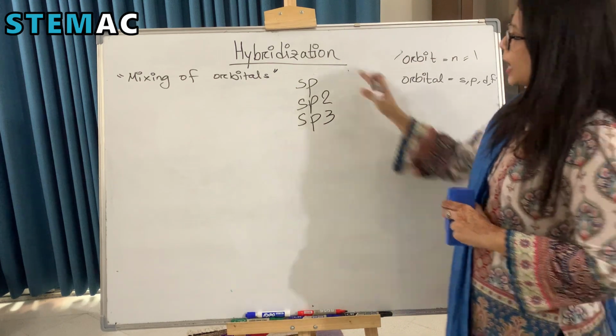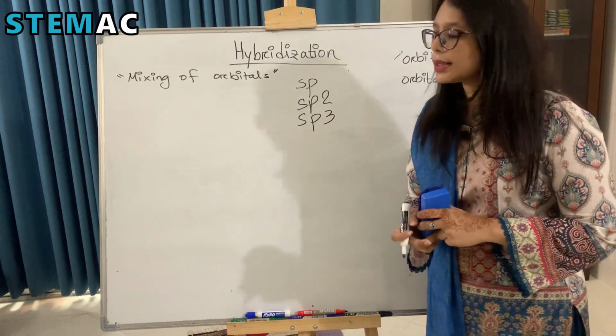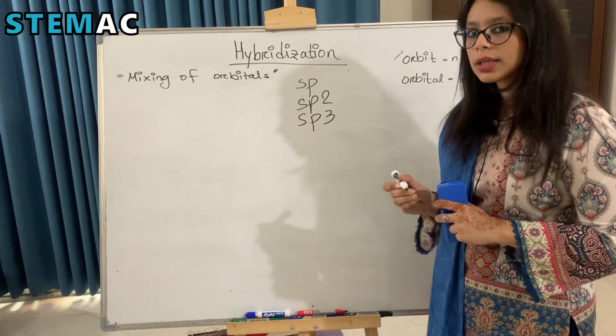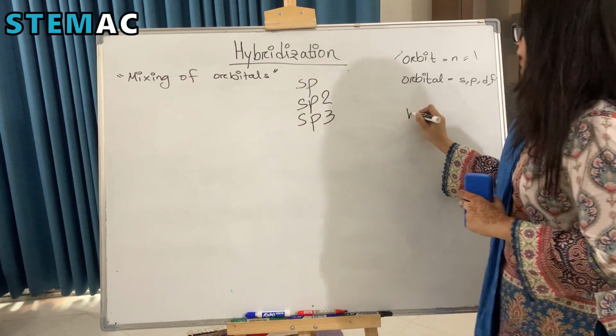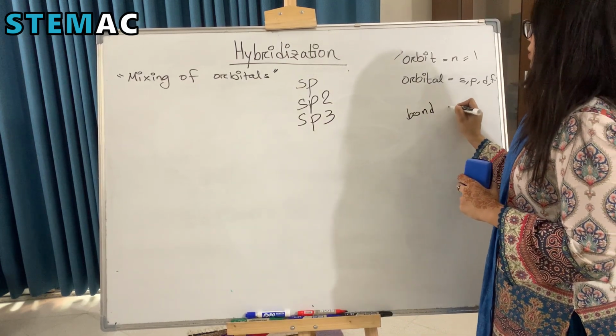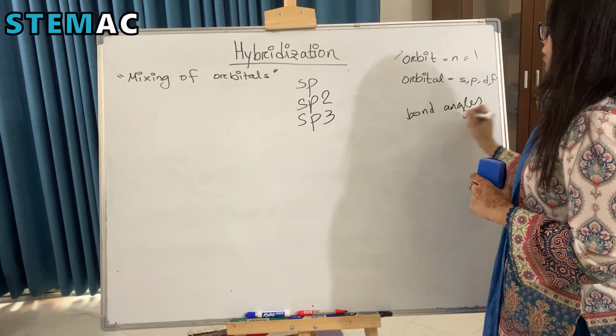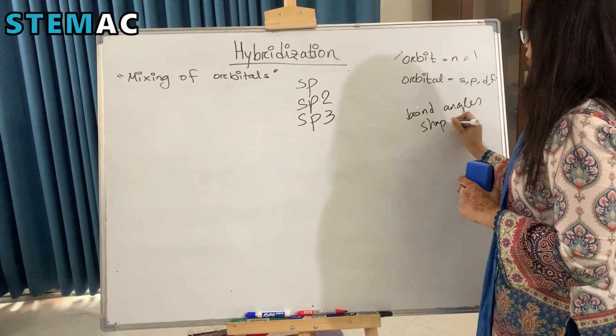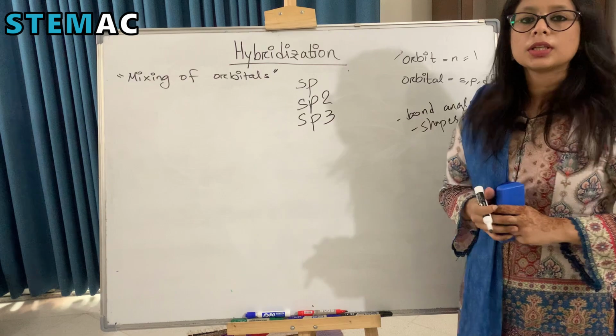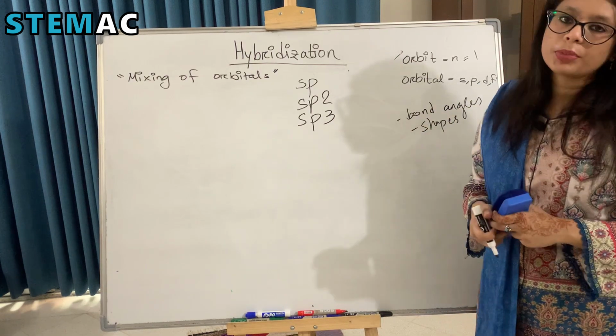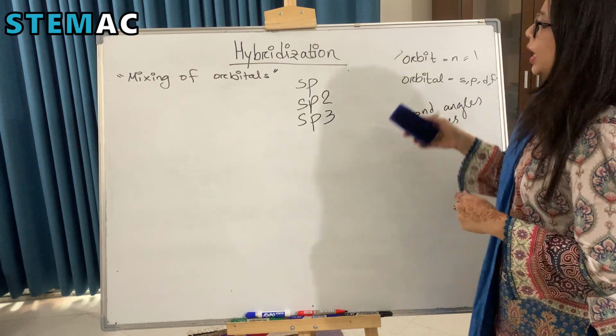So why is hybridization important for us? Because hybridization allows us to know about the bond angles in a compound and also their shapes. So that is why hybridization is very important.